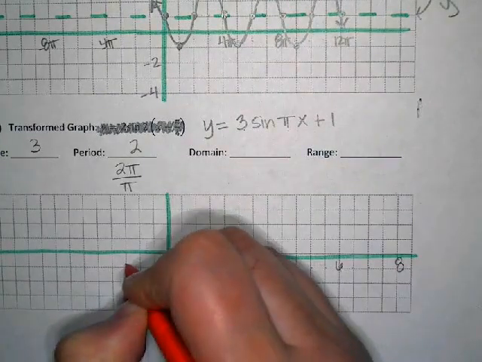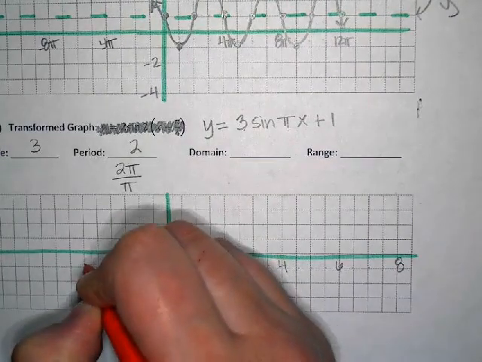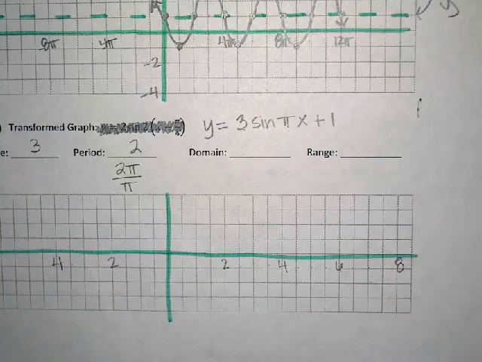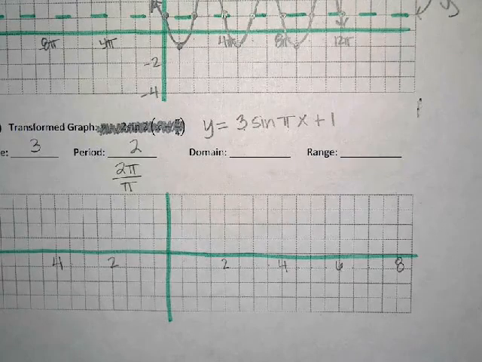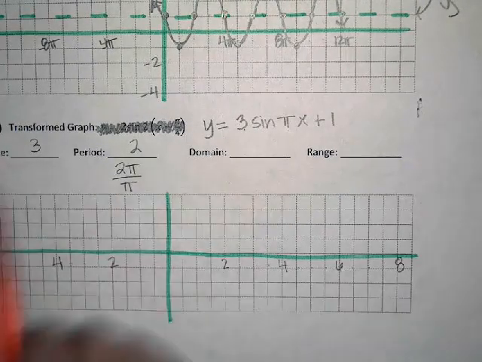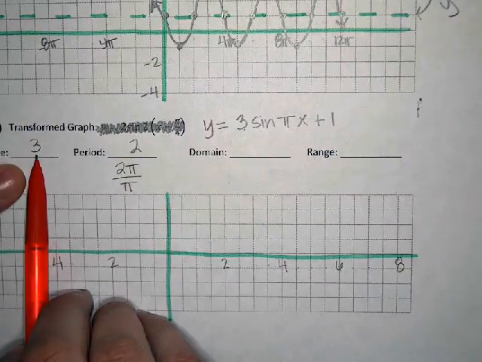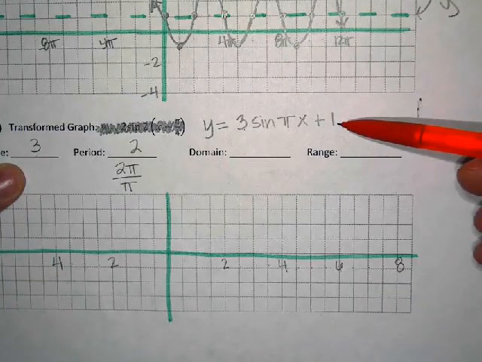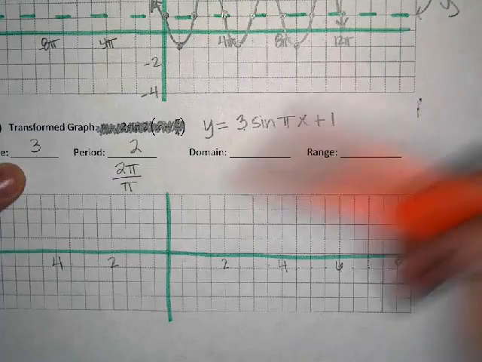Now for this one, if our amplitude is 3 and we're going to shift the graph up 1, that means we're going to have to go by 1s on our boxes. That's the only way we're going to make it fit. So I'm going to make sure I go by 1s.